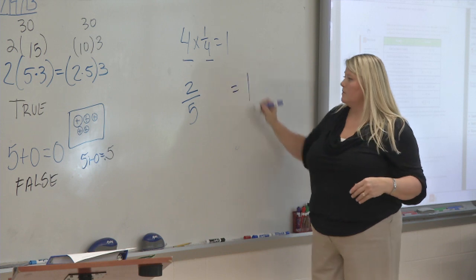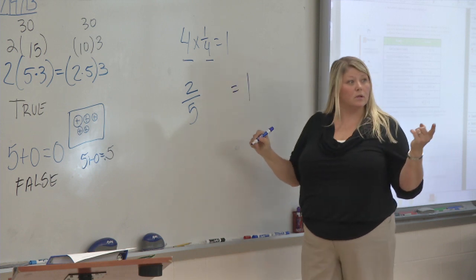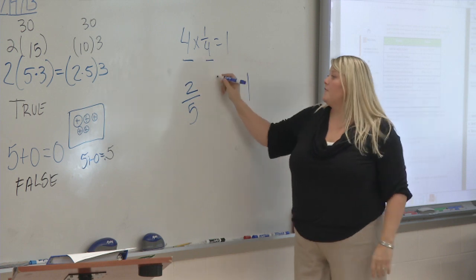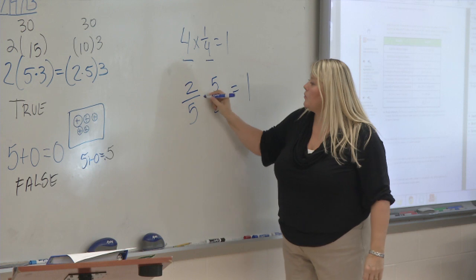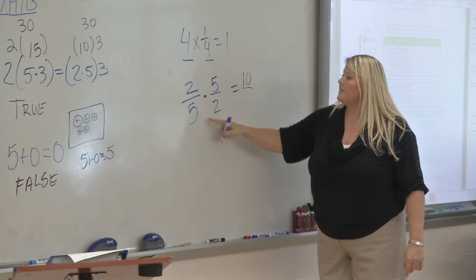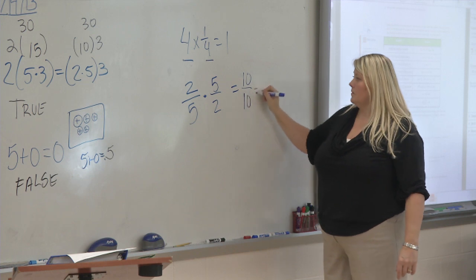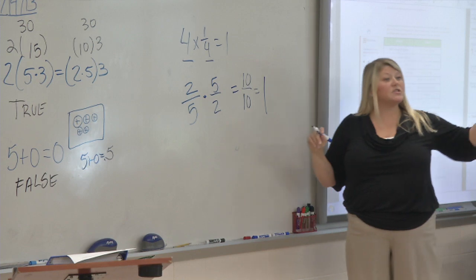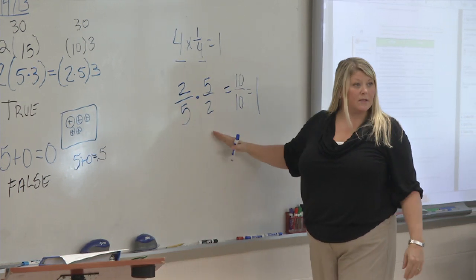2? Times 2? No, divide. I'm going to ask Adriana, what did you say? 5 halves. What do I know will happen if I take 2 times 5? 5 times 2? It's a whole. Okay, so remember that's what we said when we said multiply by the reciprocal. That's the multiplicative inverse property.